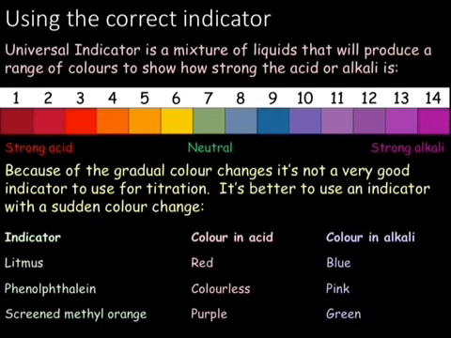It's very important to make sure that you always use the correct indicator. Universal indicator gives us a full range through reds to greens and then on to blues and purples. This is very good for finding out the pH of a solution. However, for titrations, which we will look at in another video, it is not as good because it is not a distinct change. The other 3 indicators you need to know are below. Litmus is red in acid and blue in alkaline. Phenolphthalein is colourless in acid but goes pink in alkaline. And finally, methyl orange is purple in acid and green in alkaline.